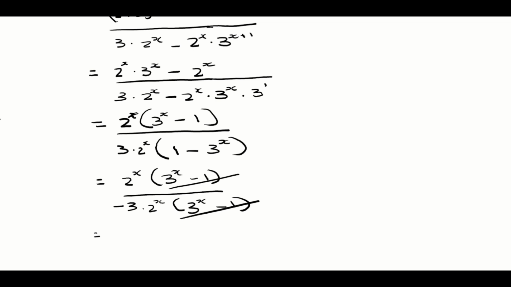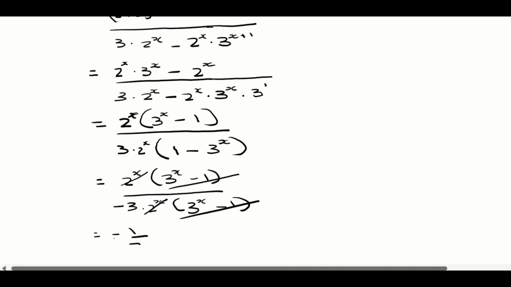3 to the power of x minus 1 will cancel with 3 to the power of x minus 1. And we've got 2 to the power of x that will cancel with this 2 to the power of x. And we are left with negative 1 over 3.